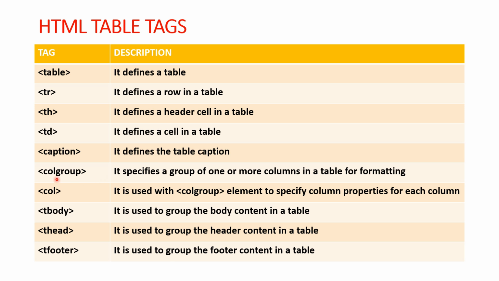The colgroup tag is used to specify a group of one or more columns in a table for formatting, and the col tag is used along with the colgroup tag to specify the column properties for each column. The tbody tag is used to group the body content in a table. The thead tag is used to group the header content in a table. At last, the tfoot tag is used to group the footer content in a table.